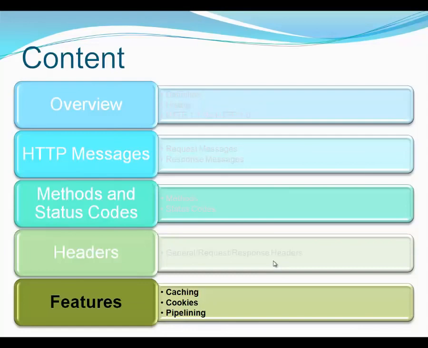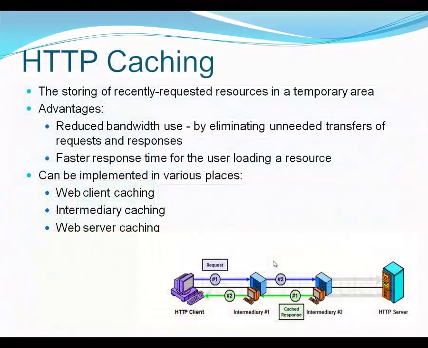Now we'll speak about a few important features like caching, cookies, and pipelining. So the very first topic is HTTP caching. The definition of caching would be the storing of recently requested resources in a temporary area on the server, or for temporary storing the object so that if next time that object comes, it's delivered from the cache itself.